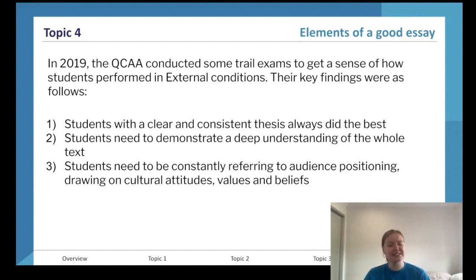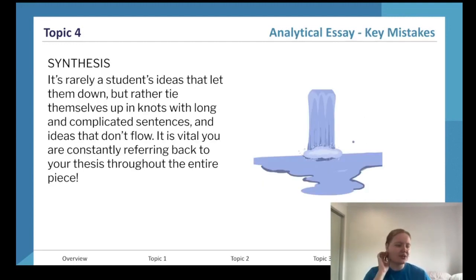So audience positioning is something that can be a little bit overlooked. People are talking a lot about their analysis and then forget to be linking things to the audience positioning. And we're going to talk a little bit more about that audience positioning a little bit later on. So those are the three elements that the QCAA are really pushing. And it is so important to be aware of this because they're the people that are going to be marking your external exam. So we're going to go through three key and very common mistakes that students make when it comes to writing their analytical essays.